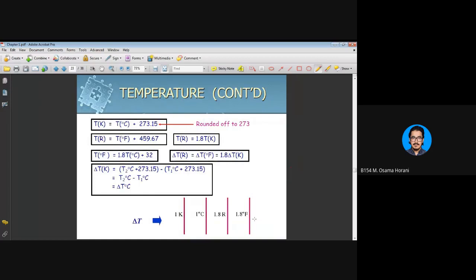Okay, when we talk about temperature, we have different conversions between temperature scales. The Celsius scale can be converted into the Kelvin scale. Correspondingly, the Fahrenheit scale can be converted into Rankine. All the interconversions are shown here, so you can just go through them. Normally, we will be dealing in SI units, so the Fahrenheit scale is not important here for us, but the Celsius scale is important.